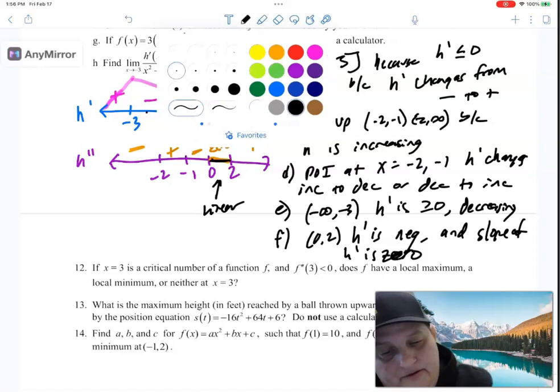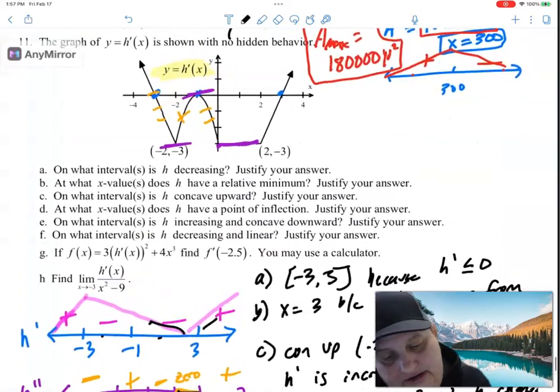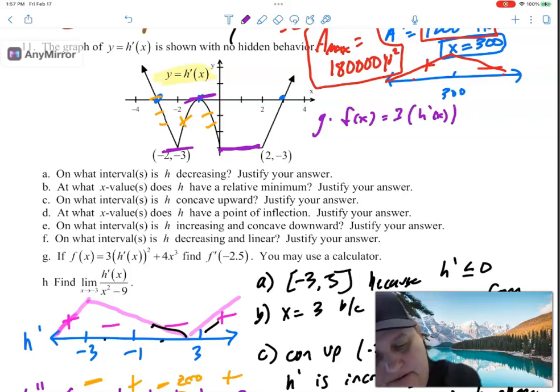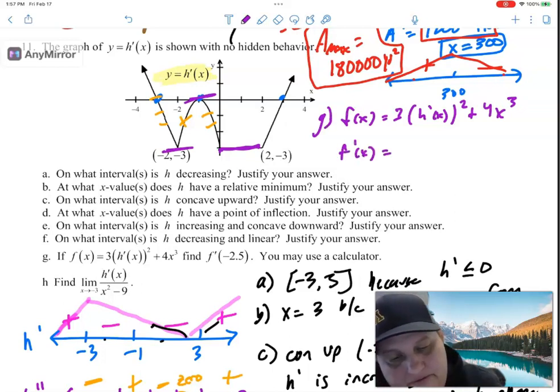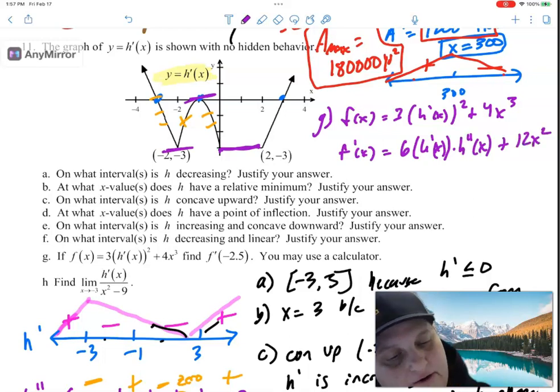Find f prime of 2.5. All right, cool. And find that limit. Okay, so let's see. Now I'm going to go back up here for g and h. Okay, for g, it says if f of x is 3h prime squared plus 4x to the third, it wants me to find f prime of x, and then I'm going to plug in negative 2.5. Okay, so if I bring that down in front, this will be 6h prime to the first, times the derivative of the inside, which is h double prime, and then this is going to be 12x squared. Okay?